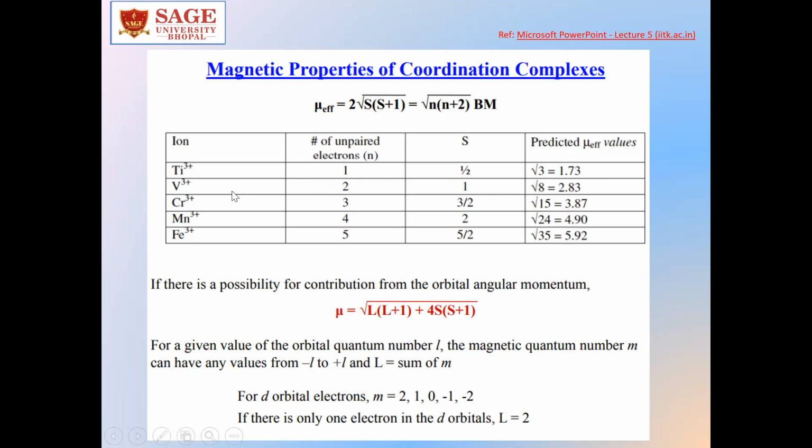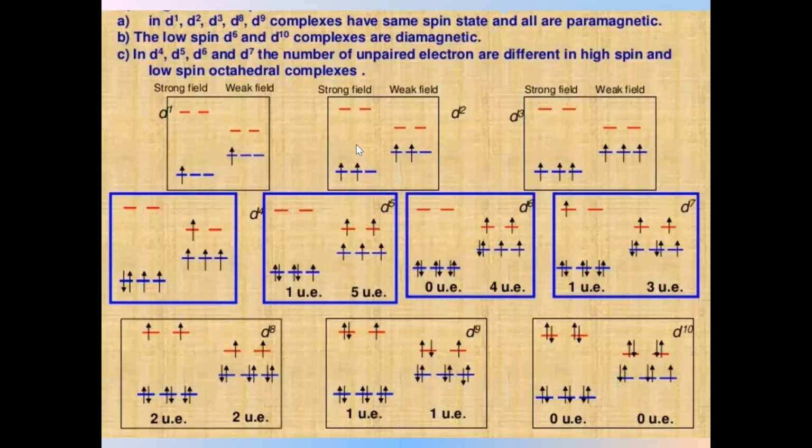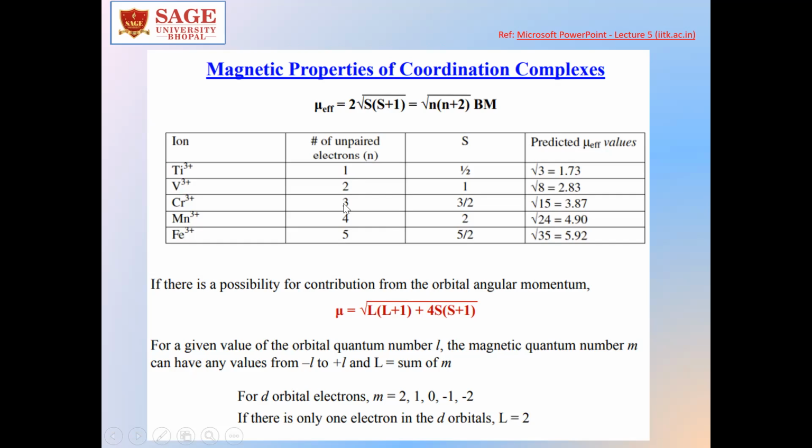For the vanadium 3 plus d2 system, the number of unpaired electrons is 2, so the total spin will be half plus half, which is 1. Putting this value in the formula, the mu effective value would be root over 8. For the chromium 3 plus d3 system, the total spin value is half plus half plus half, that is 3 by 2, or the number of unpaired electrons is 3. So the predicted mu effective value will be root over 15.